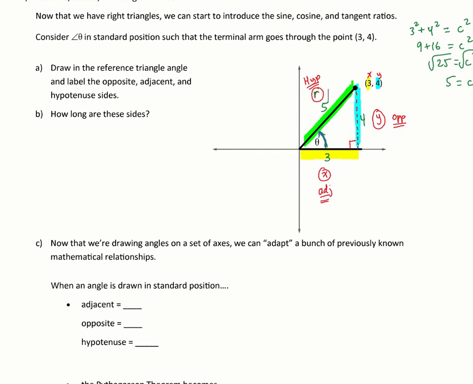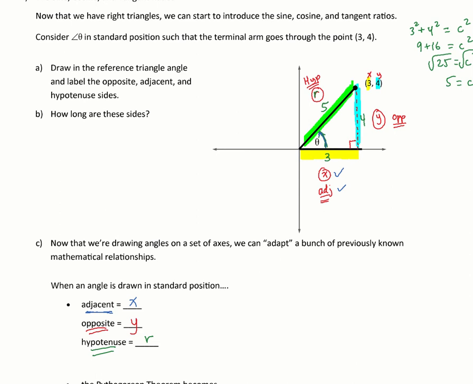And down here in C, we say, now that we're done drawing the angles on the xy axes, we can start to refer to the adjacent side, in this circumstance, as always going to be that bottom x side. The opposite is always going to be that y side, or the y-coordinate of the point that it goes through. And the hypotenuse, we can always refer to as r.